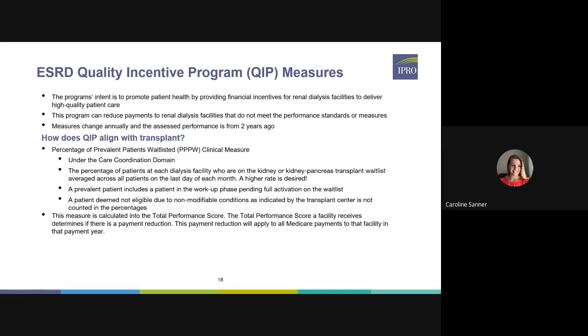This measure is calculated in your facility's total performance score. The total performance score that a facility receives determines if there is a payment reduction. The payment reduction applies to all Medicare payments to the facility in that payment year. So the QIP is a pretty big deal, as it affects your facility's reimbursement for care provided.